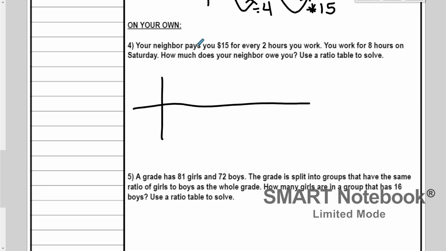So your neighbor pays $15 for every 2 hours you work. You work for 8 hours on Saturday. How much does your neighbor owe you? So we start off by writing those labels. Well, we're talking about money and hours. I want you to start filling in that first ratio. How many dollars for how many hours did they tell us?